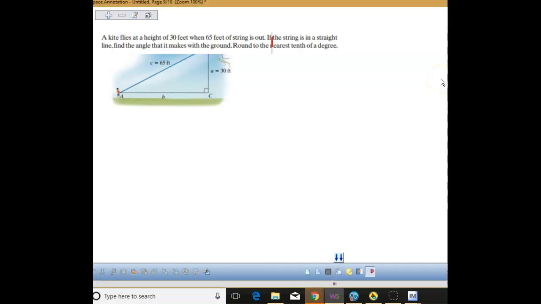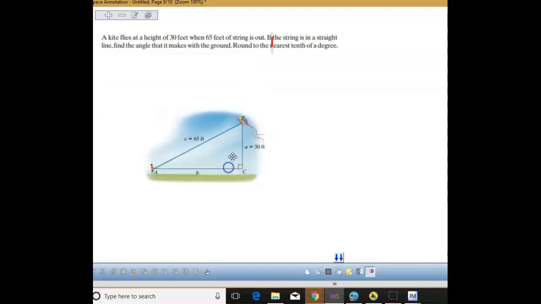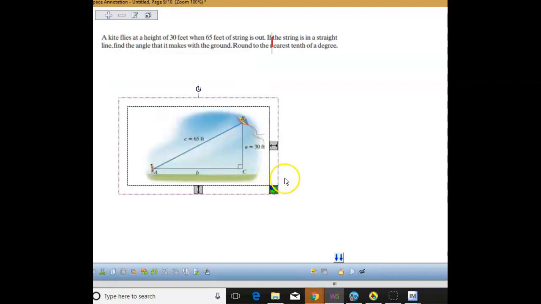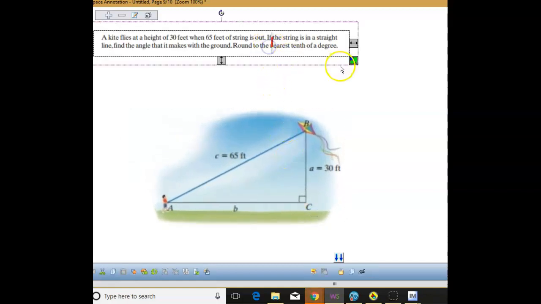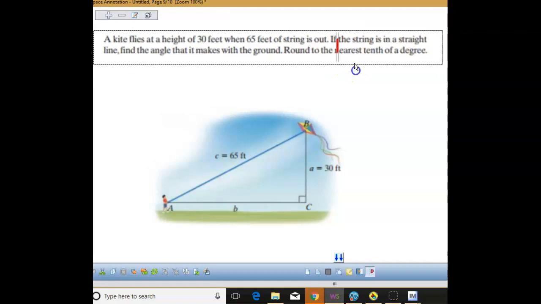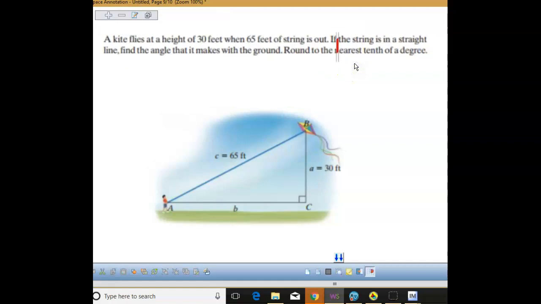All right, so a kite. A kite flies at a height of 30 feet when 65 feet of string is out. So if the string is in a straight line, find the angle that it makes with the ground, rounded to the nearest tenth of a degree.